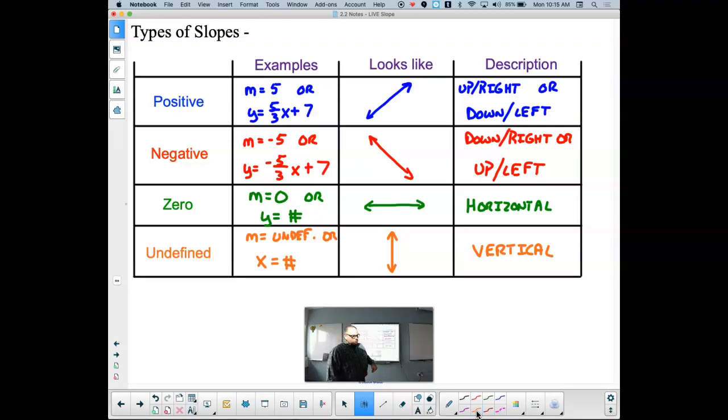So those are the 4 different types of slopes that you can have in this world. The nice part is that those are the only 4. Okay? Slopes are very particular. You only have 4 choices: positive, negative, 0, or undefined.